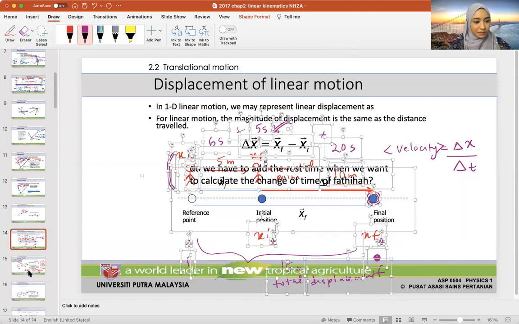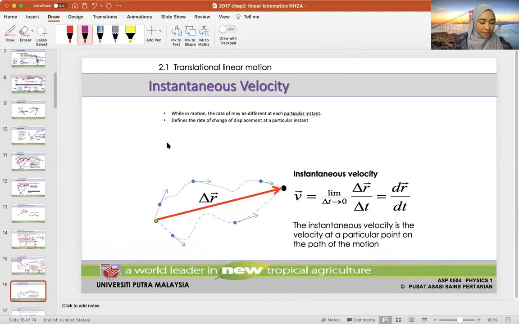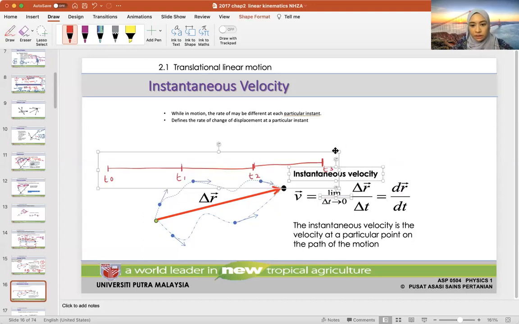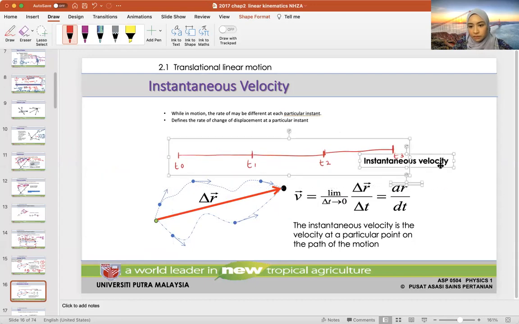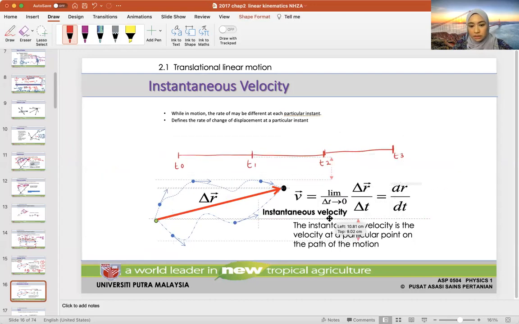Okay, total displacement. Saya lukis balik je lah, bukan cantik sangat pun lukisan saya tu. Okay, so we go back to Fatihah punya example. Okay, so I break it into 3 sections. T0, T1, T2, T3. Okay, bear with me kejap. Okay, so I want to tell you what is instantaneous velocity here.